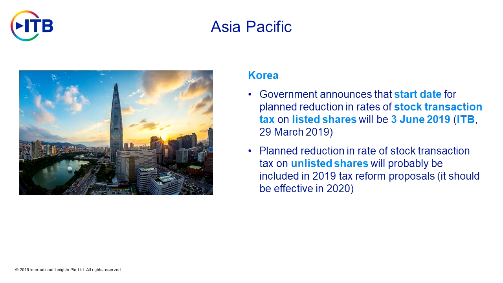In Korea, the government has announced that the start date for the planned reduction in the rates of stock transaction tax on listed shares will be the 3rd of June 2019. The planned reduction in the rate of stock transaction tax on unlisted shares will probably be included in the 2019 tax reform proposals, which would mean that it should be effective in 2020.